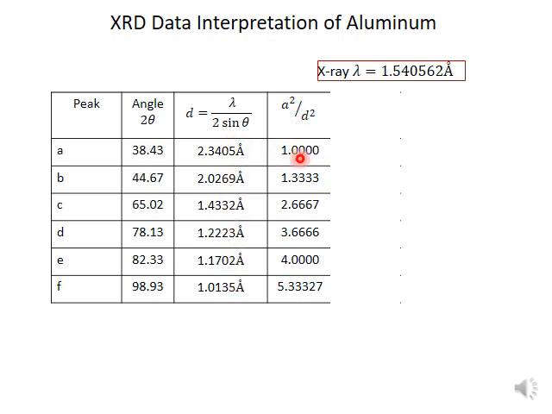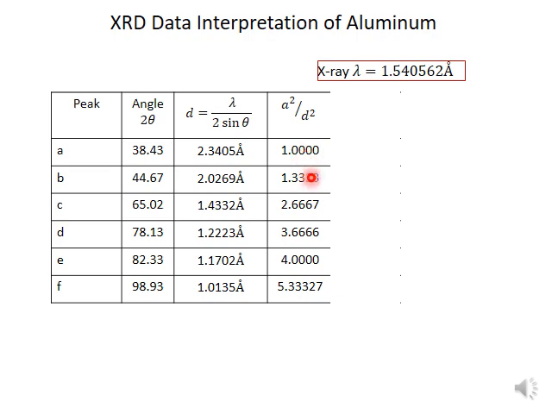Of course the first one gives you 1, because this is your A, and A squared divided by the same value gives you 1. But this A squared divided by the square of this doesn't give you 1, it gives you this value, and so on. So you get A squared by D squared for all these values. Now you look at whether those are integer values or not. These A squared by D squared should ideally equal N, where capital N are integers.